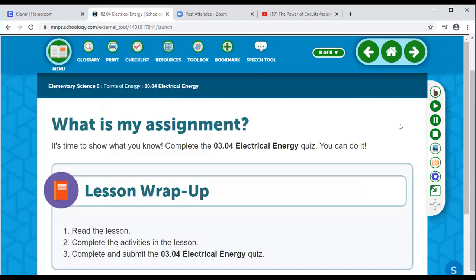So your assignment, which you will do tomorrow, and we'll be working on that together during our live tomorrow afternoon, will be completing the electrical energy activity. It says quiz, but it's really just an activity.